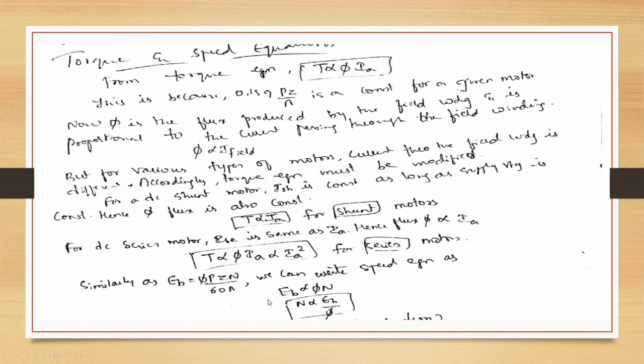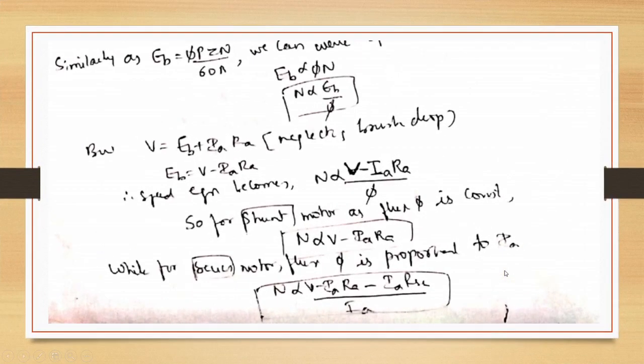EB is P phi Z N by 60A. We can write the speed equation as EB is proportional to phi N, or N is proportional to EB by phi. From the voltage equation V equal to EB plus IARA, neglecting brush drop, we can write EB is equal to V minus IARA, and the speed equation will become speed is proportional to V minus IARA by phi. So for a shunt motor, flux is constant, so speed is proportional to V minus IARA, and for a series motor, flux is proportional to Ia, so speed is proportional to V minus IARA minus IARSC by Ia.